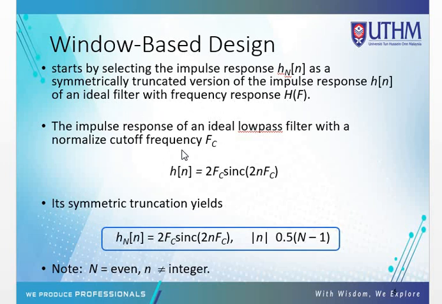And the normalized cutoff frequency Fc. Okay, the impulse response of an ideal low-pass filter can be calculated through this formula, h(n) equal to 2Fc sin(2nFc). And the symmetric truncation is the h(n) equal to 2Fc sin(2nFc), where n is even and not an integer.